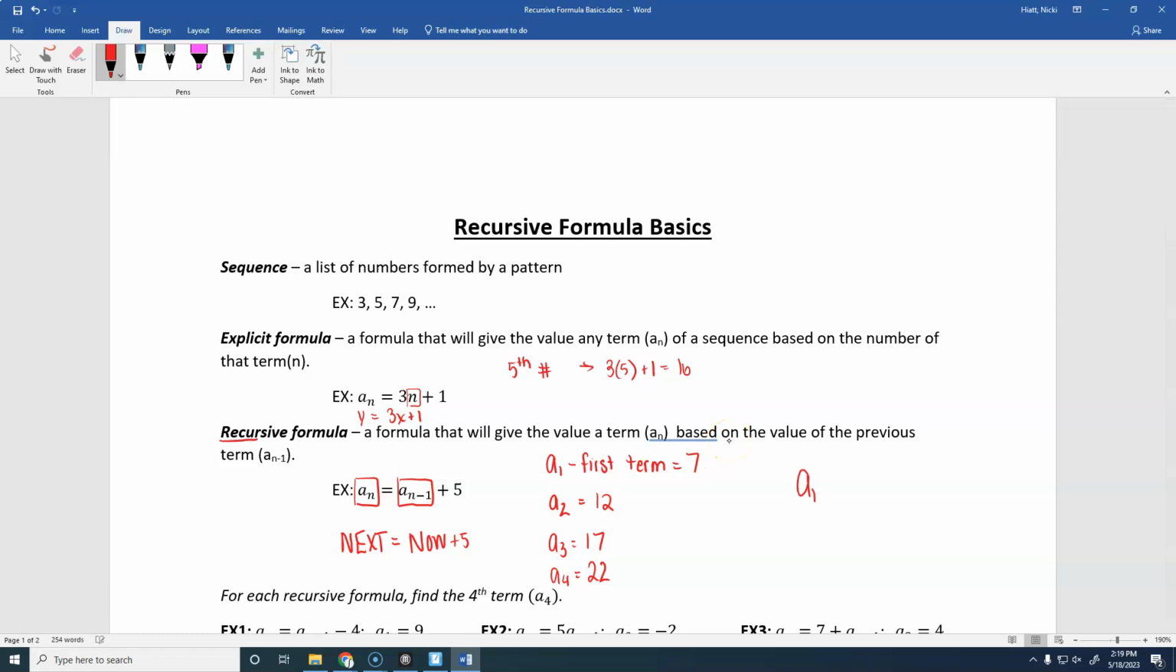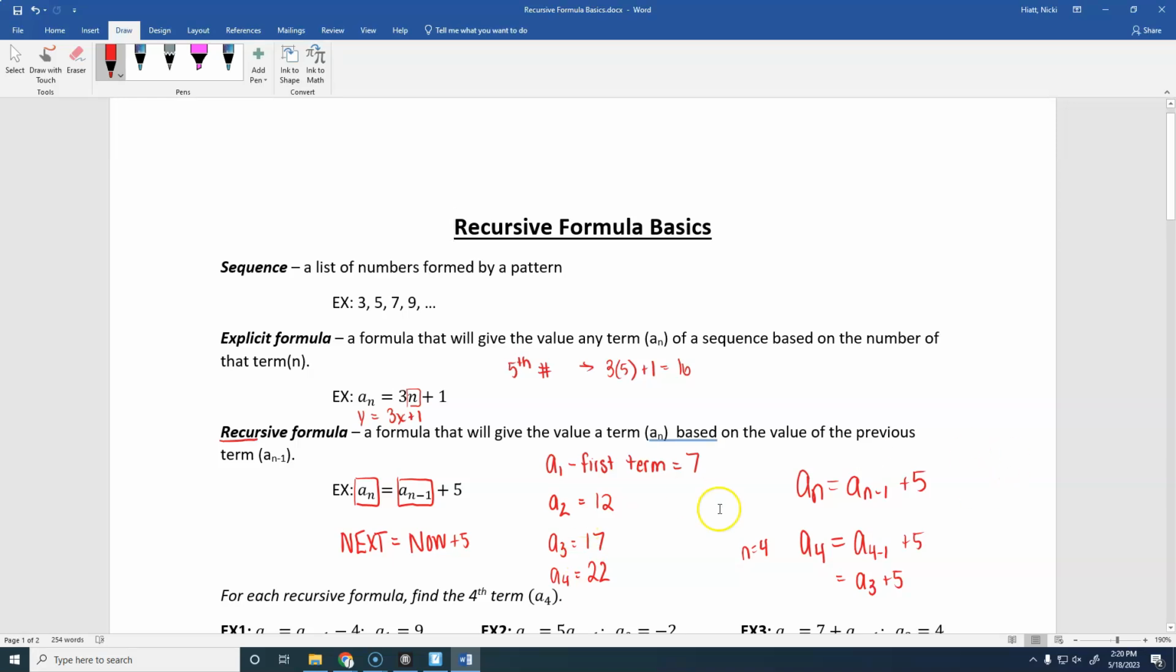The reason they use this notation where we got a sub n equals a sub n minus 1 plus 5. Let's say that we're looking for a sub 4, right, the fourth term. So that means my n equals 4. So if n equals 4, then this would be 4 minus 1 plus 5. And what is 4 minus 1? A sub 3. Right? So if you're looking for a sub 4, you take this n minus 1, take the one before it, which will be 3, and add 5 to it. That's what the notation means.